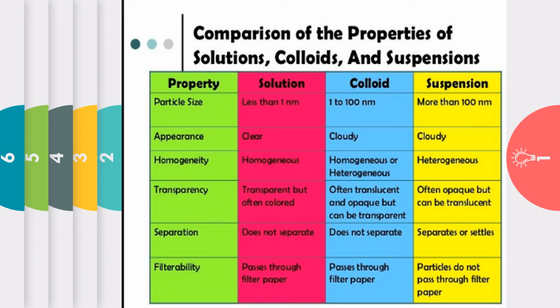Colloid, often translucent and opaque but can be transparent. Suspension, often opaque but can be translucent. Separation, solution does not separate. In the colloid, it does not separate also. In the suspensions, it separates or settles.